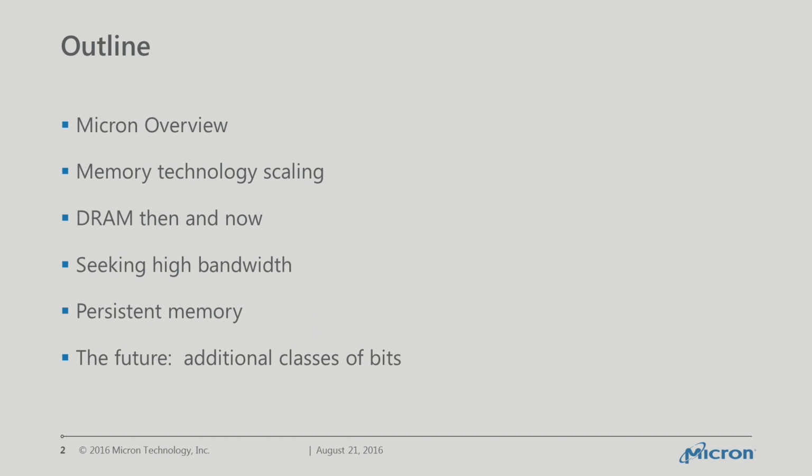Okay, so briefly, I'm going to talk about an overview of Micron, like a little mini Micron commercial. I promise it won't be too painful. Then some memory technology scaling issues, a very quick view of DRAM from long ago, bringing us up to date until now. And then looking at the theme of how we get to much higher bandwidths, which is something a lot of people really care about.